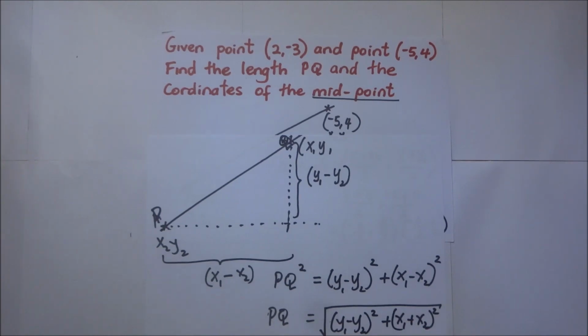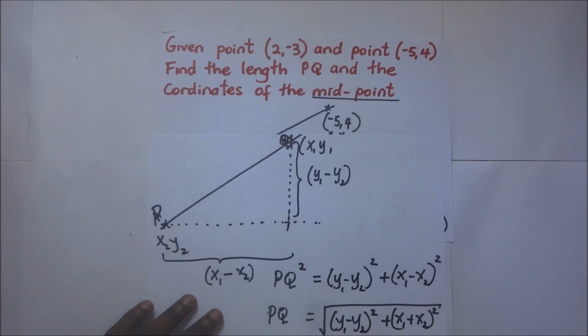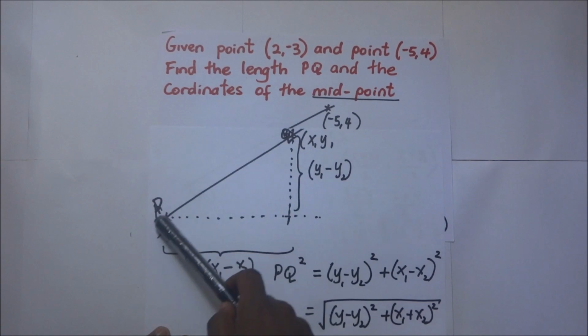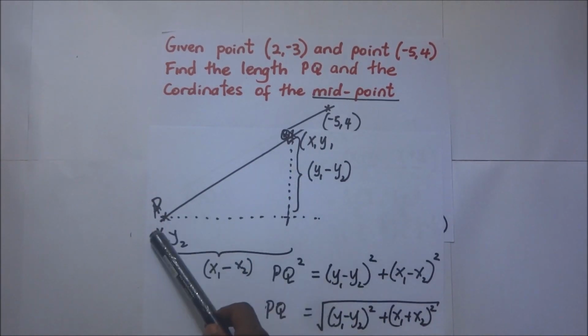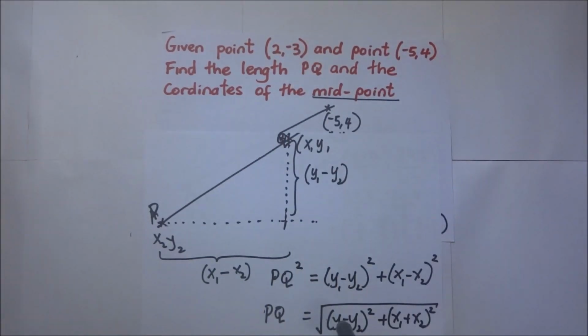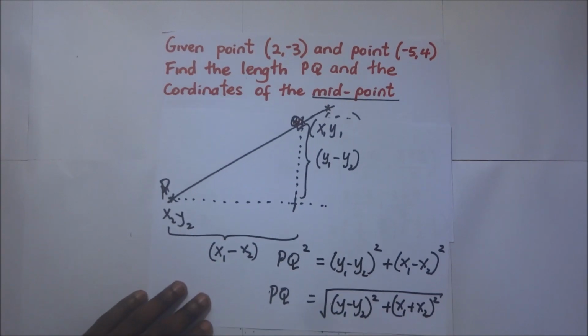This is the general equation we shall be using when we are trying to find the length or the magnitude of a line. Call it the length of the line or the magnitude of a line. So in this particular question, we have the 2 points, and it's just a matter of substituting them in here, and we get our distance PQ. And this is how we'll go about it.